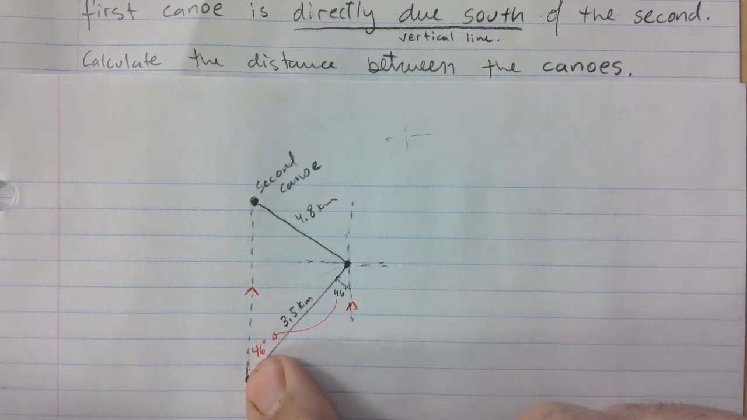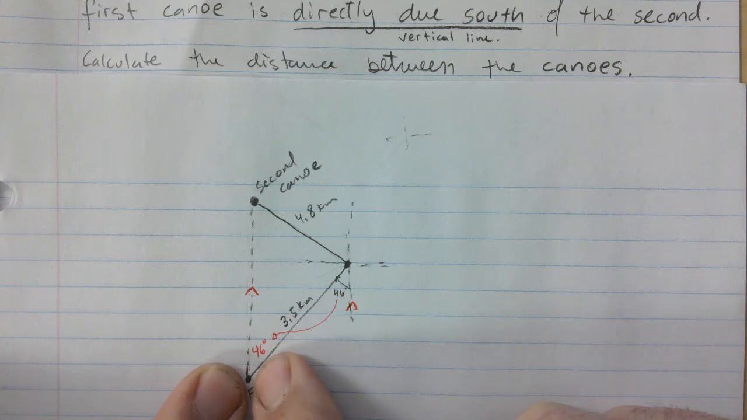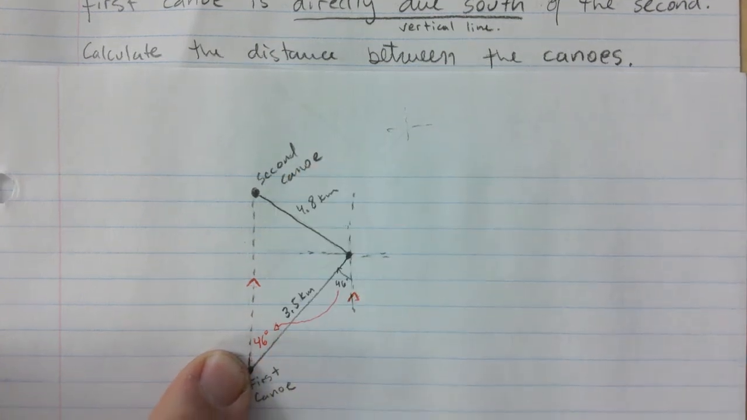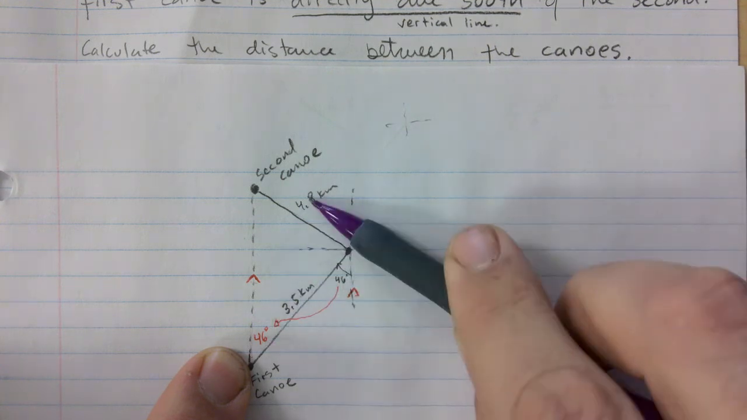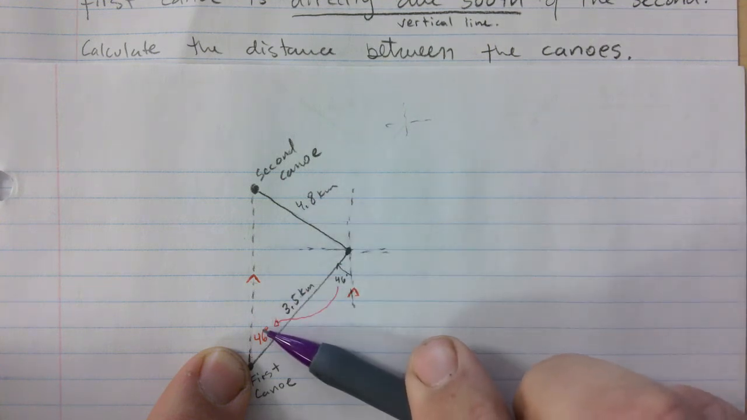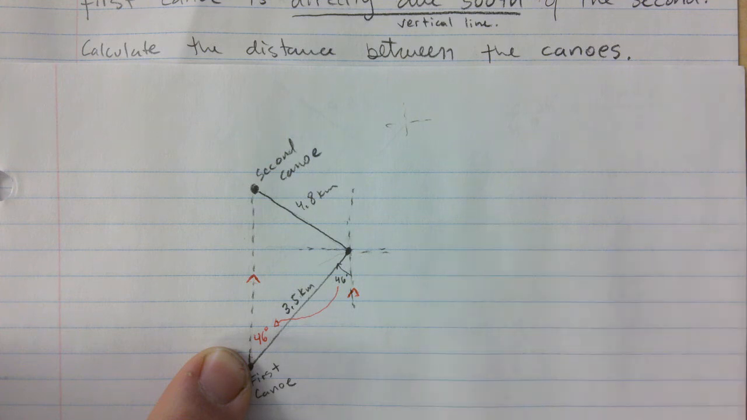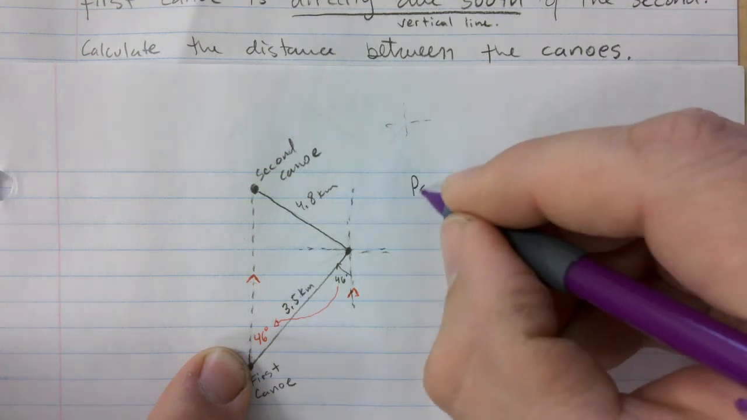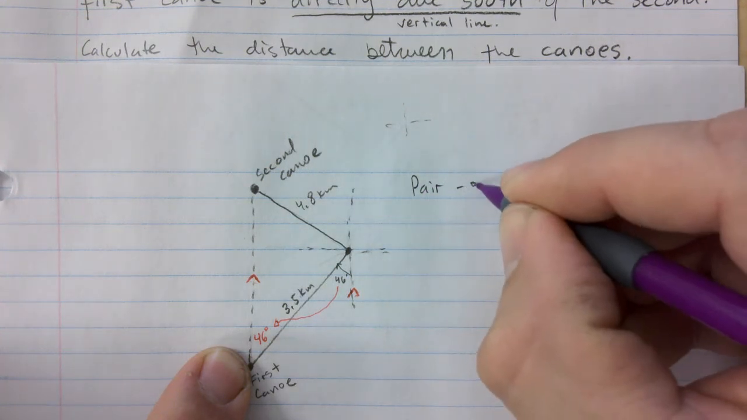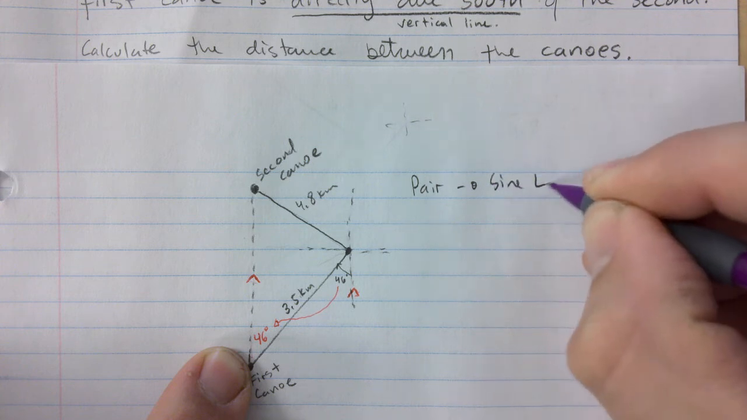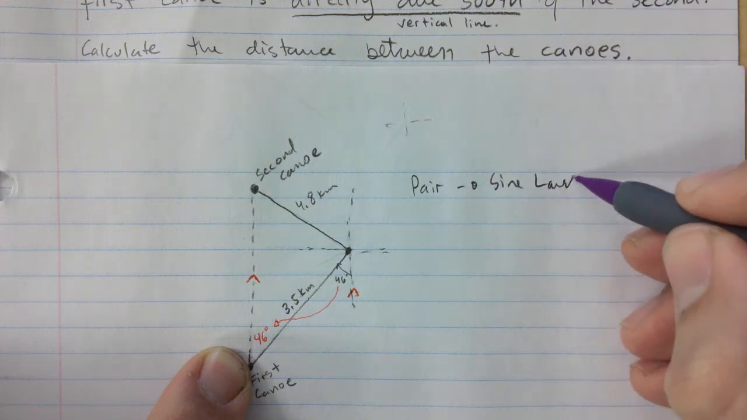And now you have an angle and two sides, which is all you need, right? And you have a pair, more specifically, you have a pair. So now you know it's a sine law scenario, okay? You have a pair, sine law, okay?